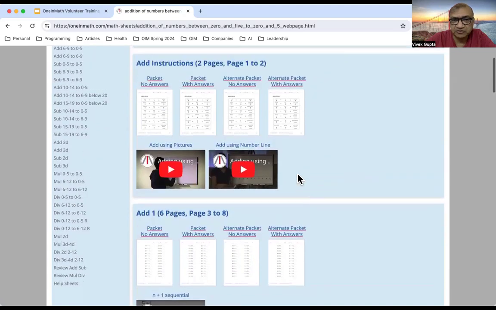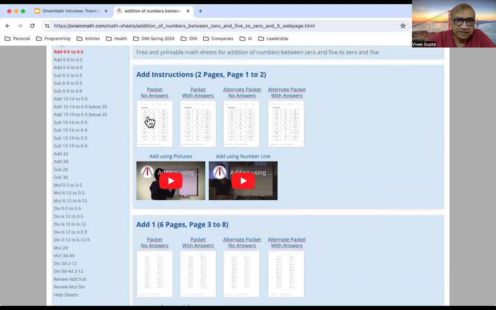Usually, a packet comes in 4 varieties. There's a packet with no answers given. And there's a packet with answers, the same thing, but the last page has answers to every problem. Then this is an alternate packet. If you run out of problems in this packet and want to repeat it, you can print an alternate packet with no answers. And the same here, the alternate packet also comes with answers.